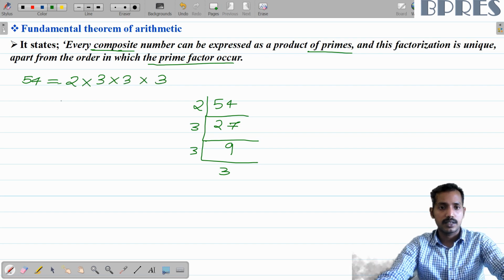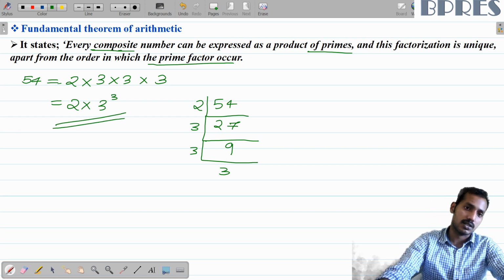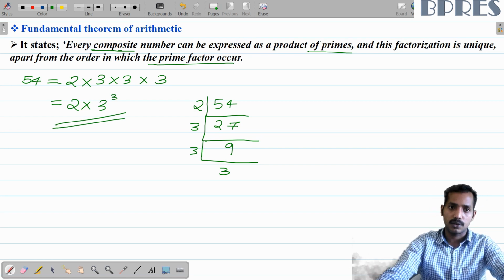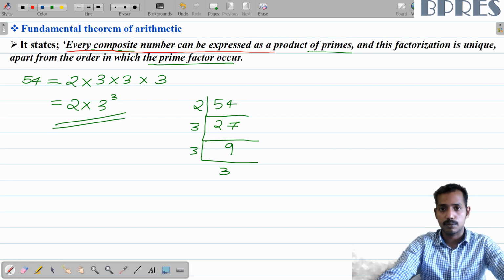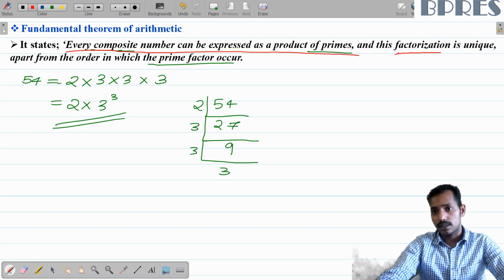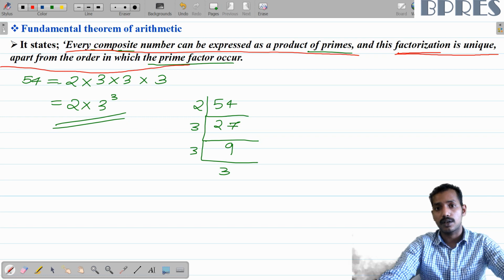Clear? We can write it in exponent form, that is 2 into 3 repeated 3 times, so it will be 3 cube. So this is the prime factorization of the composite number 54. What does this theorem state? It is very important. We already know a composite number can be expressed as a product of primes, but the importance of this theorem is that it also states the factorization is unique apart from the order in which the prime factors occur.